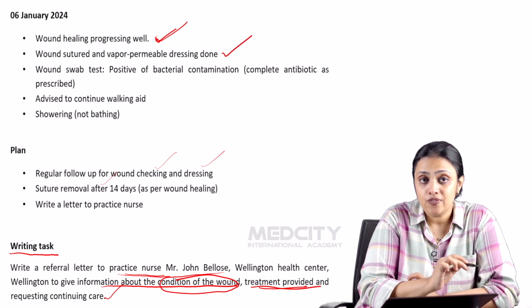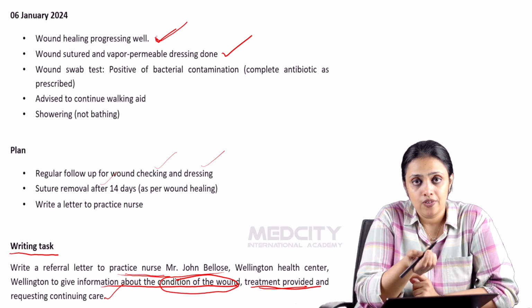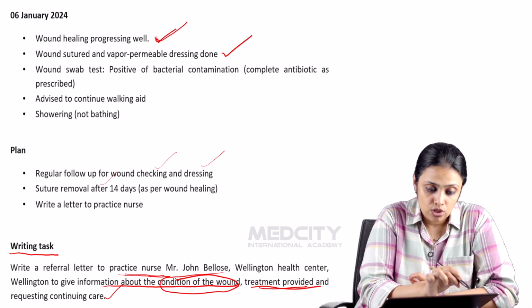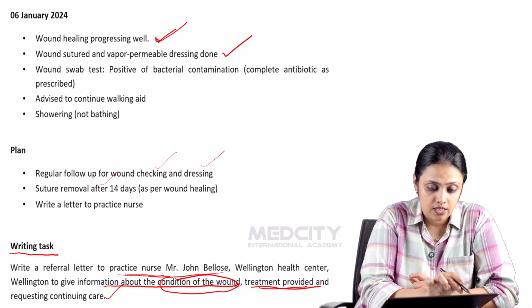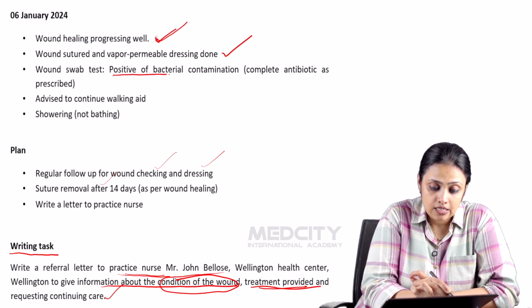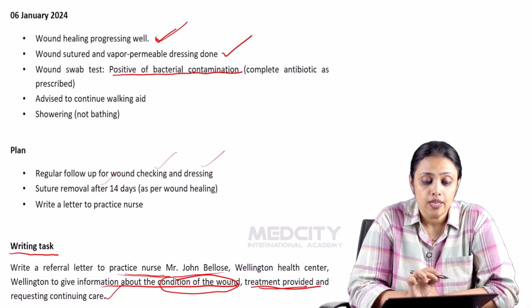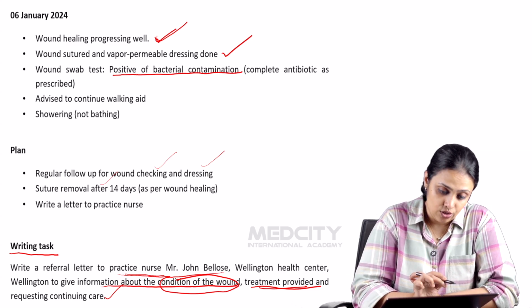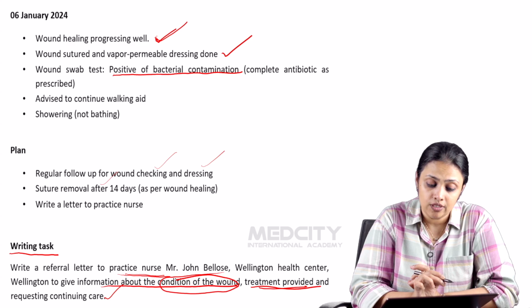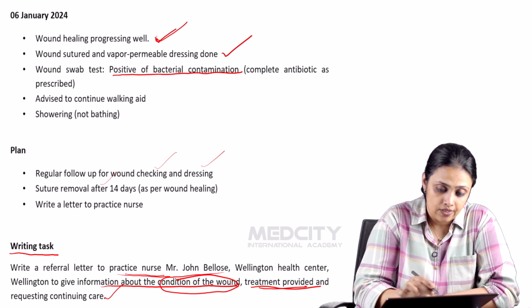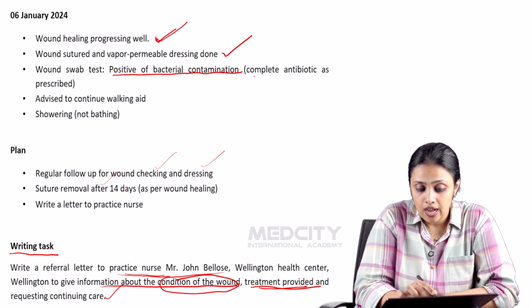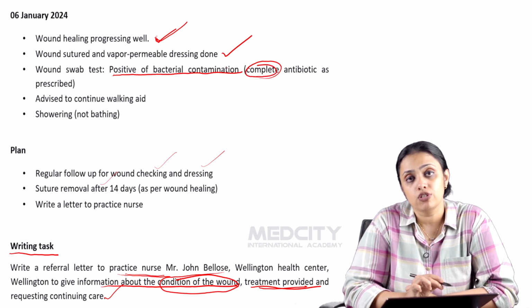Now the wound swab: when the patient initially presented to our facility, you had taken a wound swab, and the result of that wound swab test is shown here. It has turned out to be positive for bacterial contamination. So that is also relevant. It's an infected wound. The reader has to know that. And for that reason, you have asked the patient to complete the course of antibiotic.